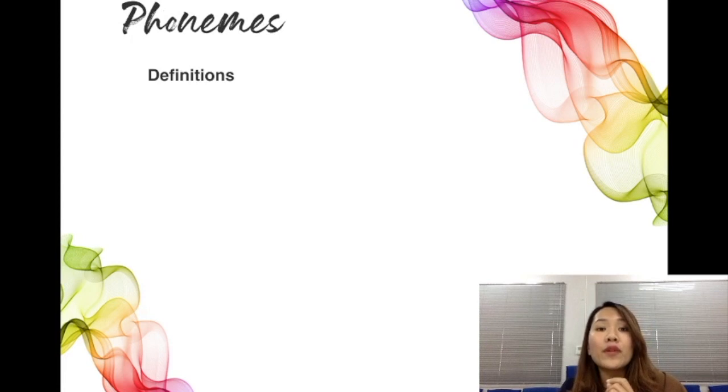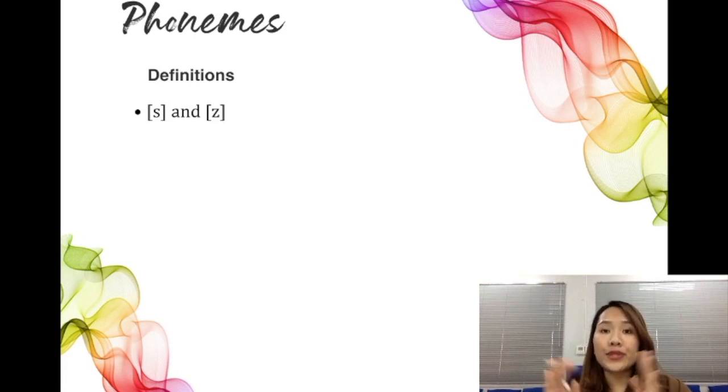So the first one, phoneme. In your book, you might see the word phoneme, you might see the word phone. Both mean sounds. But a phoneme is a sound that can affect the meaning. For example, the sounds s and z. These are 2 different phonemes.